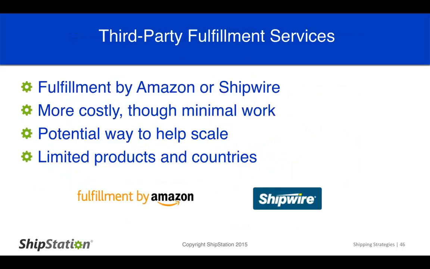There are also third-party fulfillment services that you can use to ship out all or some of your products. Fulfillment by Amazon and ShipWire are both popular options for this. Some retailers will outsource one or more types of products and handle some of their shipping in-house, and the rest by a third-party fulfillment company to help scale their business. Keep in mind that these services are more costly, but can be less time-consuming for you. Additionally, do your research when looking into these options, as they do have product and destination country limitations.